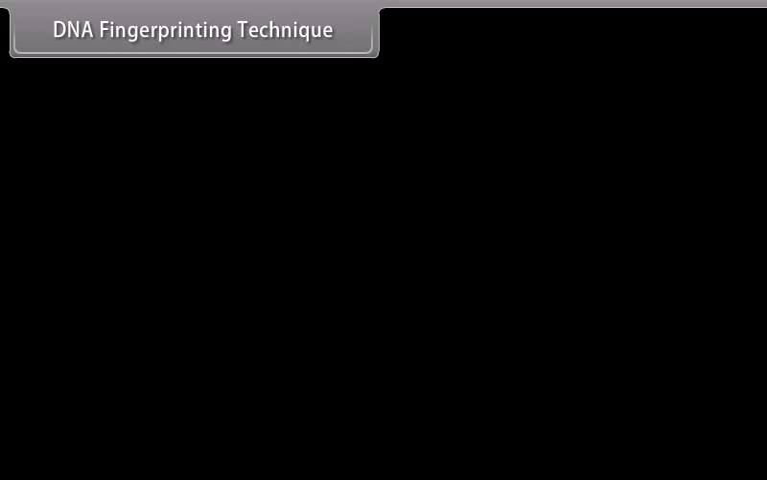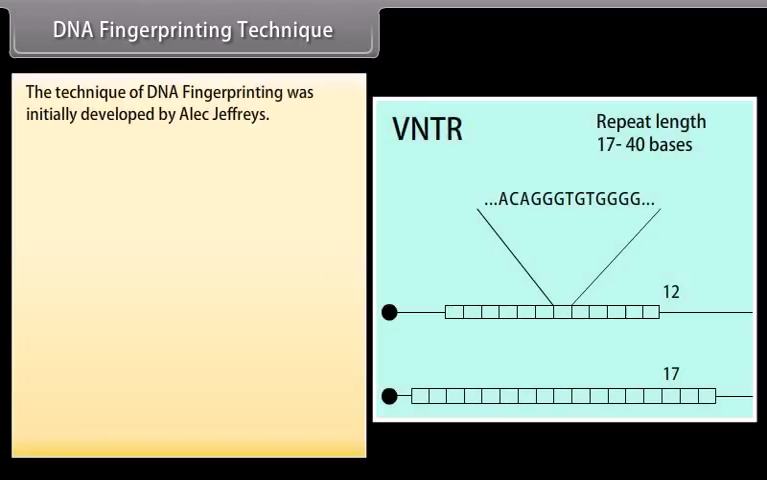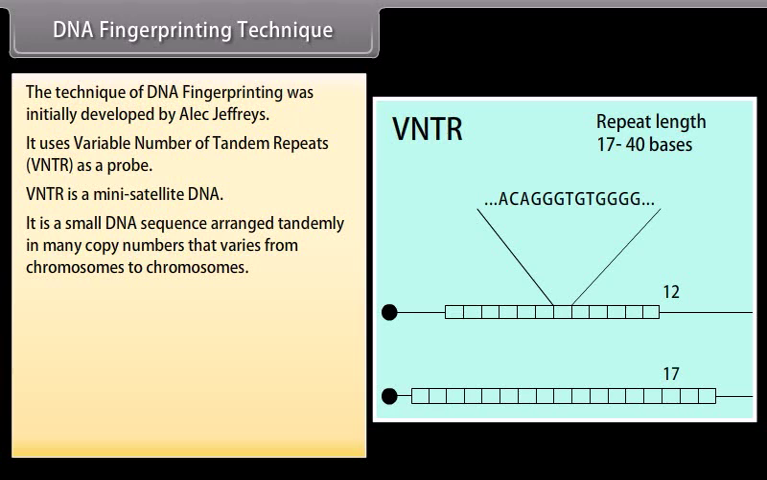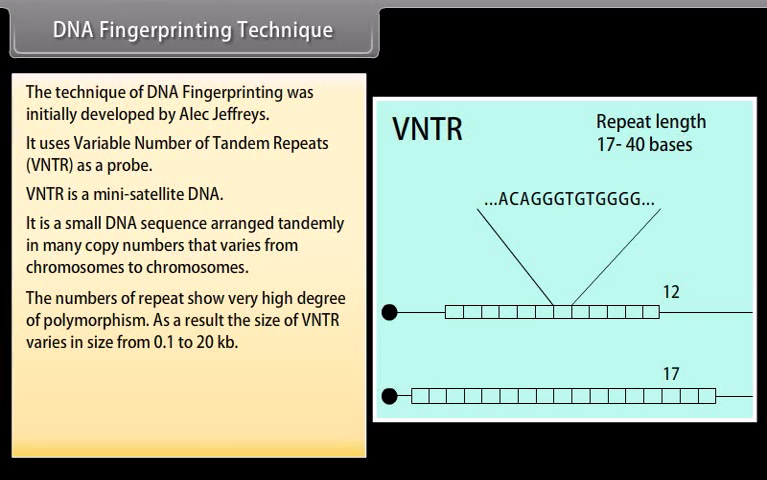DNA fingerprinting technique. The technique of DNA fingerprinting was initially developed by Alec Jeffreys. It uses variable number of tandem repeats, VNTR, as a probe. VNTR is a mini-satellite DNA. It is a small DNA sequence arranged tandemly in many copy numbers that varies from chromosome to chromosome.